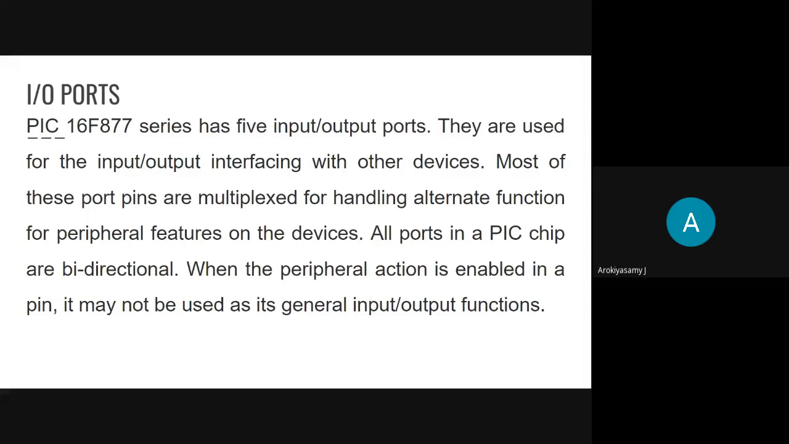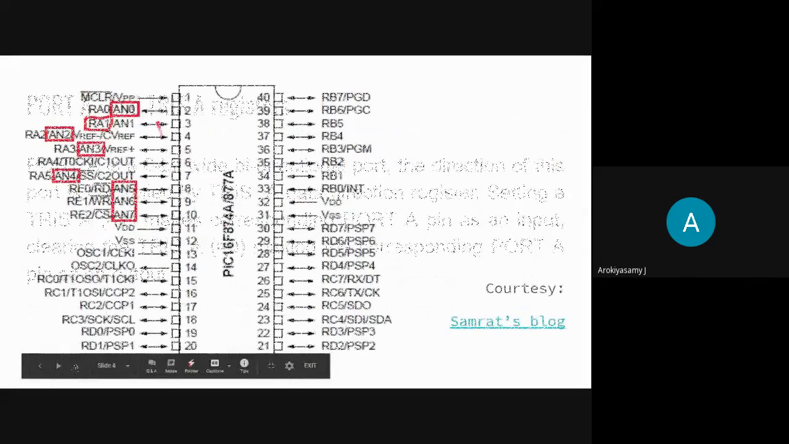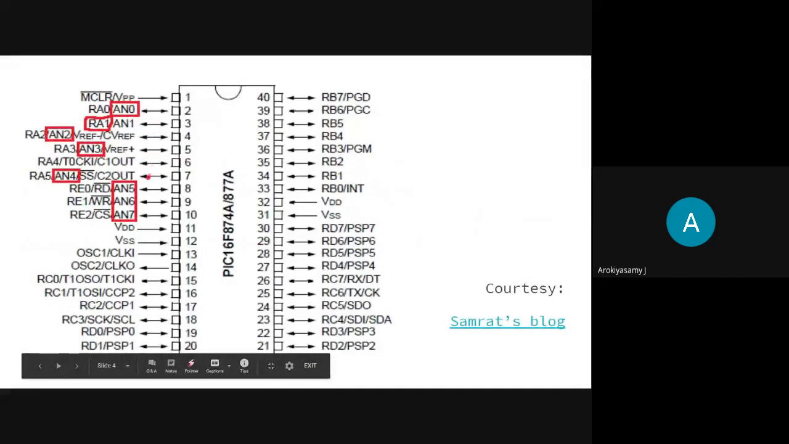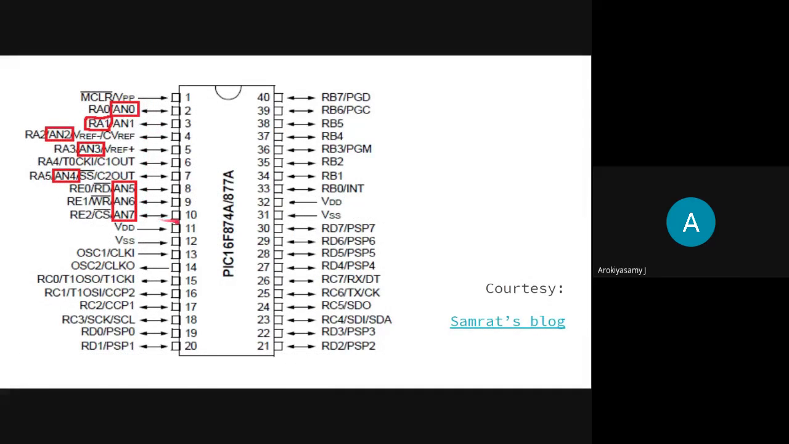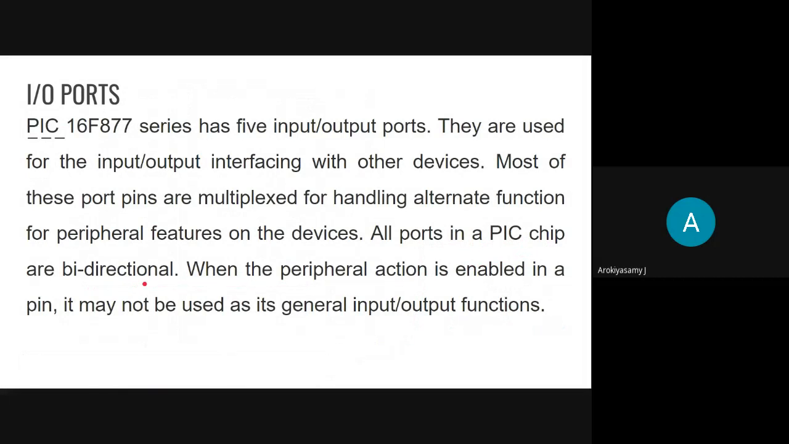All ports in the PIC chip are bidirectional. Look again at the pinout diagram. You will see all port pins are bidirectional. Port A bits are bidirectional. Port B bits are also bidirectional. Port C bits are bidirectional. Port D bits are bidirectional. Port E bits are also bidirectional. So it accepts as well as transmits.